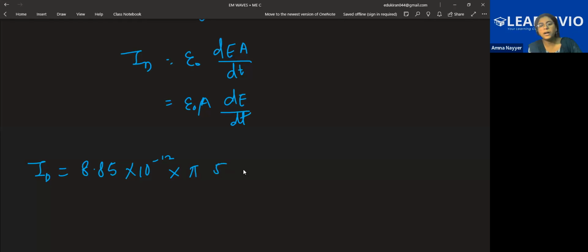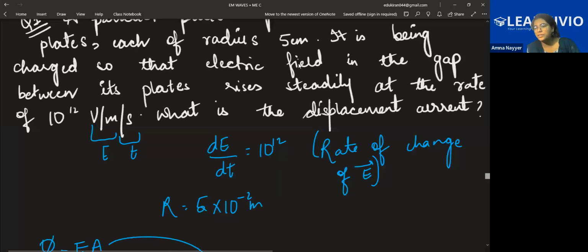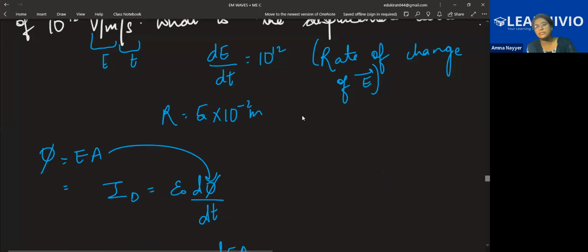Radius square, 5 into 10 to the power minus 2 whole square, pi r square, into 10 to the power 12 given. So when you will solve, this will be 6.94 into 10 to the power minus 2 amperes. Around 0.07 amperes, the answer will come. Please write this question, the solution for this question. I hope everybody has written the question. If anyone wants to see it, please tell me.